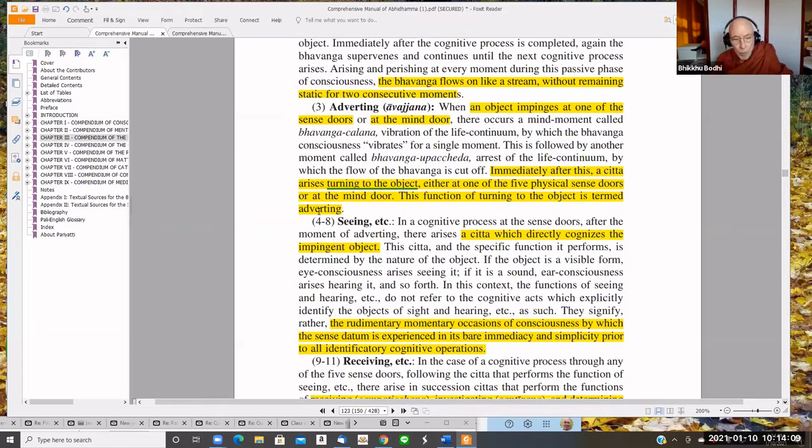Okay, then in positions 4 to 8, we have the citta that directly cognizes the object that has arrived. After the moment of adverting, then a citta arises directly knowing, even the word knowing is not so accurate, directly experiencing that object. And so if the object that's knocking is a visible form, then it will be eye consciousness. If it's a sound, ear consciousness, and so on.